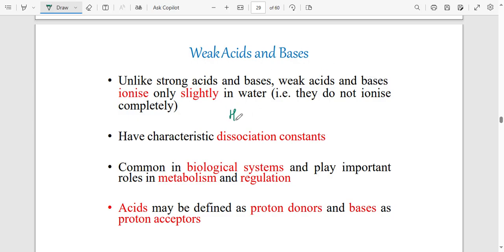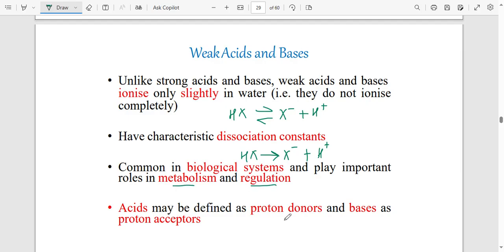So weak acids will be shown like this. When they are dissociating, we'll write a forward arrow and a backward arrow. So we're going to have A minus and then H plus. But for strong acids like hydrochloric acid, you just write one arrow because it completely dissociates in water. These weak acids and weak bases are common in biological systems and they play an important role in metabolism and regulation.